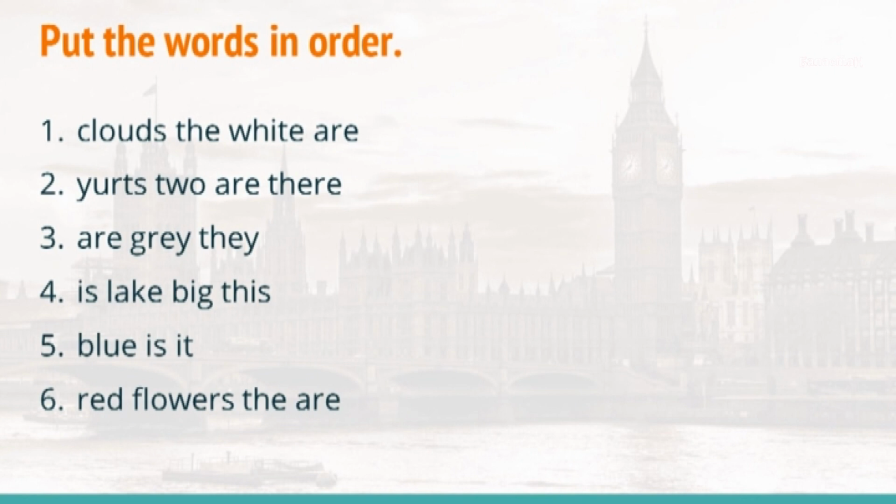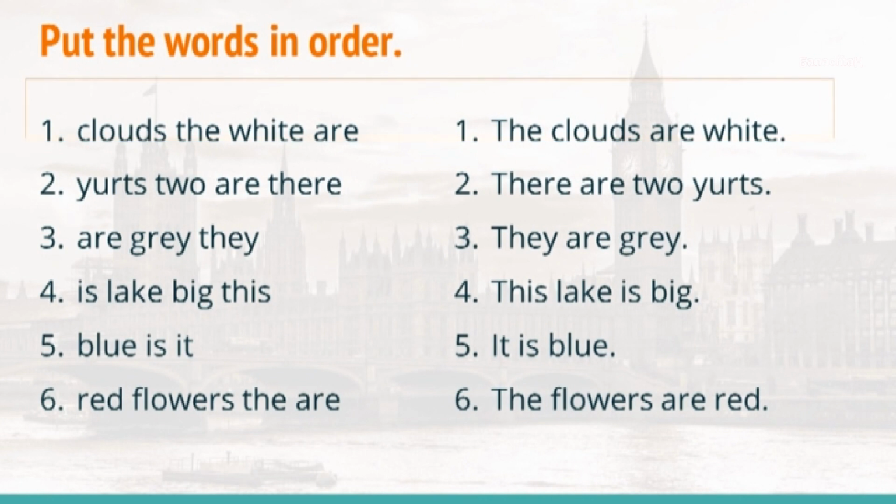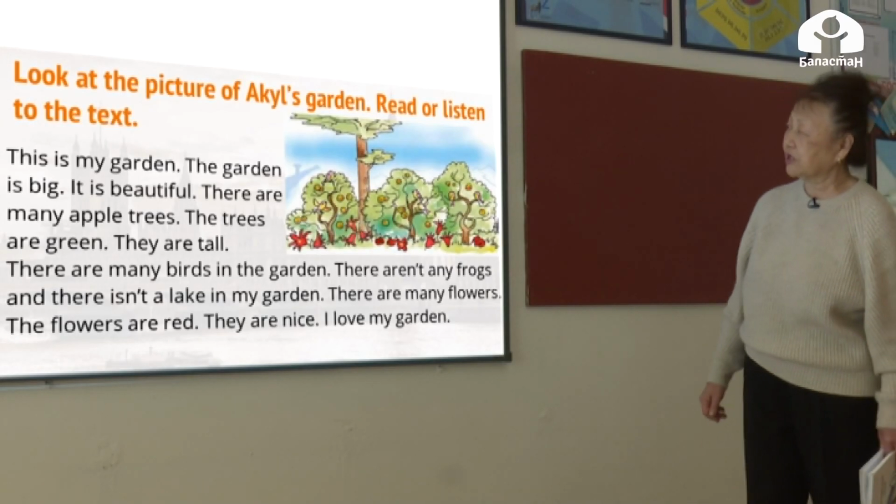Clouds the white are. The clouds are white. Yurts two are there. There are two yurts. Are gray they? They are gray. Is lake big this? This lake is big. Blue is it. It is blue. Red flowers there are. The flowers are red. Now, let's describe this picture.